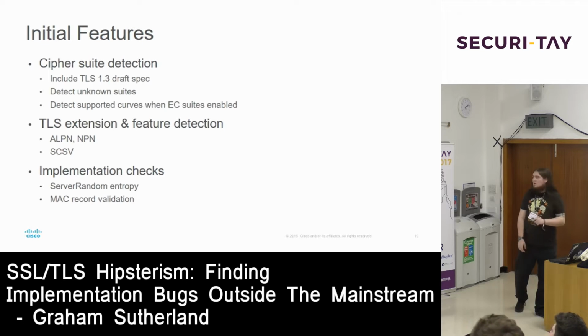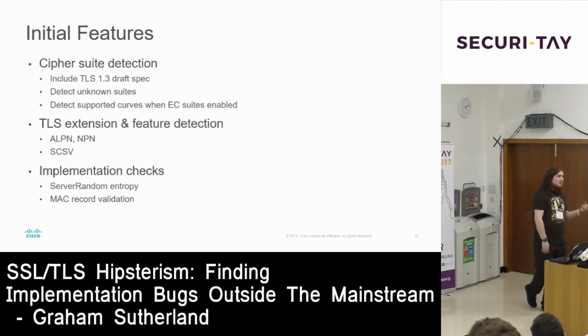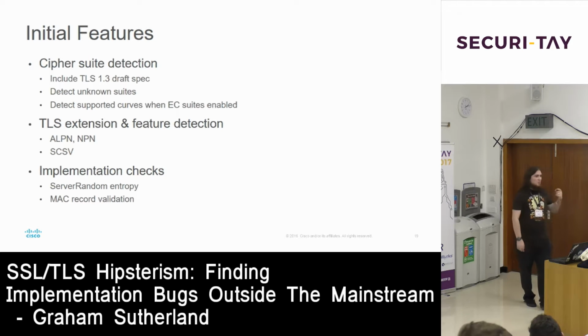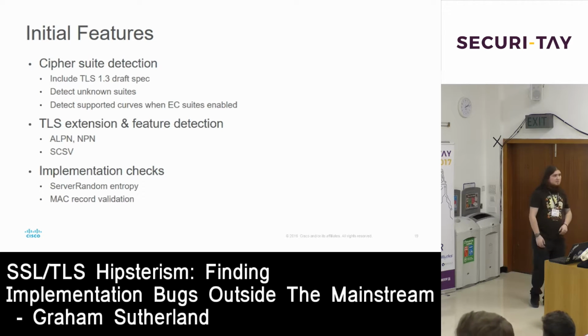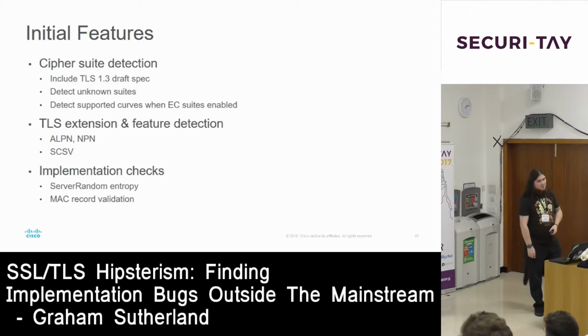And also look for supported curves when elliptic curve suites are enabled. That's kind of a quick win, because it's dead easy to detect them. It's literally the same sort of functionality as normal cipher suite detection. You just advertise a particular curve and loop round, try each one, and then you know which ones are supported and aren't supported.